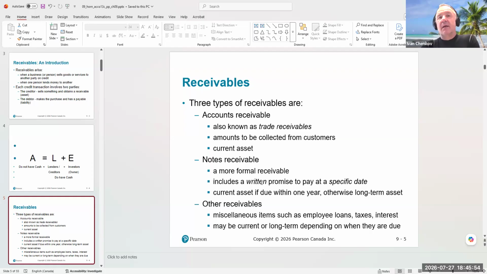If it's over 1 year, it's going to be a long-term asset. And other receivables will be, sometimes, where the company lends money to the employees, or the company has tax refunds or interest receivables. Those are other types of receivables that we may see in the normal operation of the company.